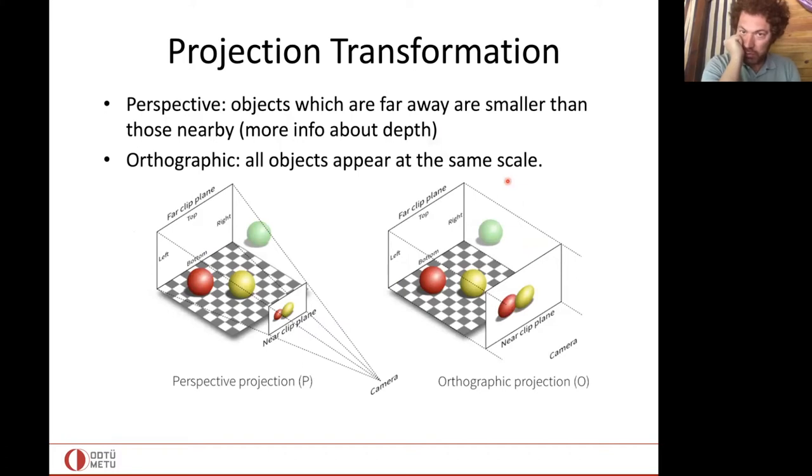And let's first make this difference between perspective and orthographic projection. So what is going on here? This is the result, image plane. In orthographic projection, no matter what your depth is, no matter how close you are to the image plane, all objects will appear at the same scale, which is kind of unrealistic. In the perspective projection, however, the objects that are far away will be smaller than the ones that are nearby. So I am using more information about depth here. In this case, I will have a smaller red projection compared to the yellow projection, because yellow is closer to the camera, so it should be bigger as we expect in the real world.